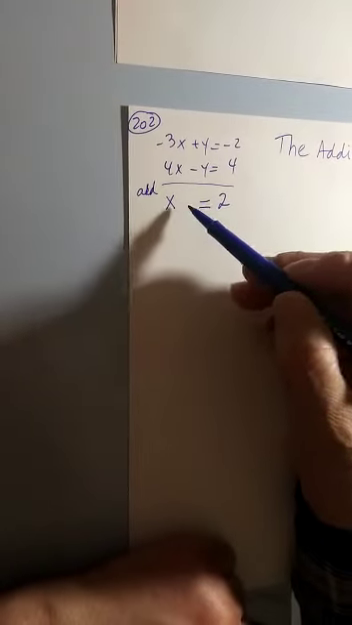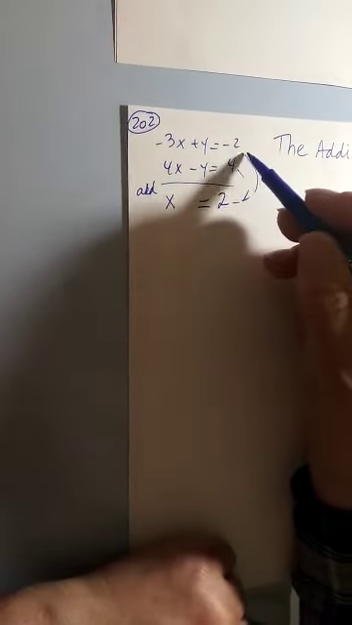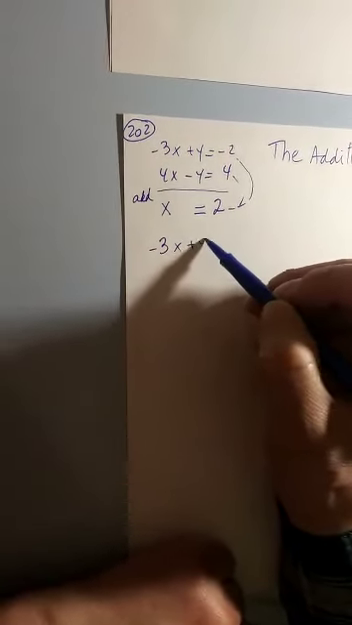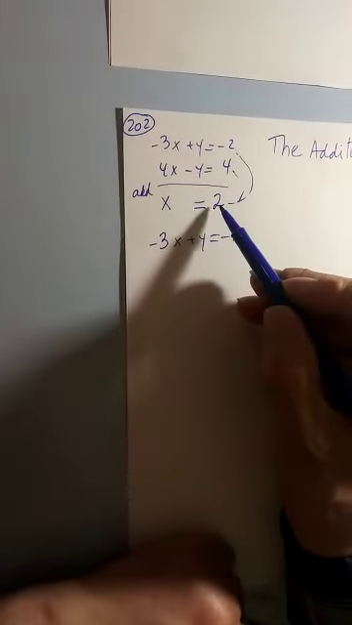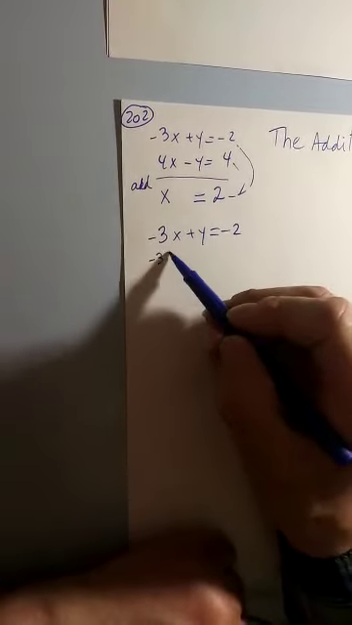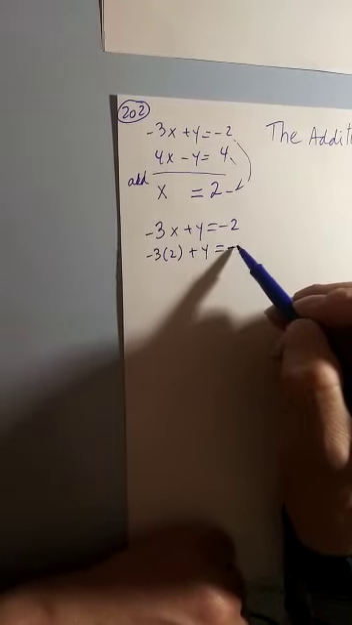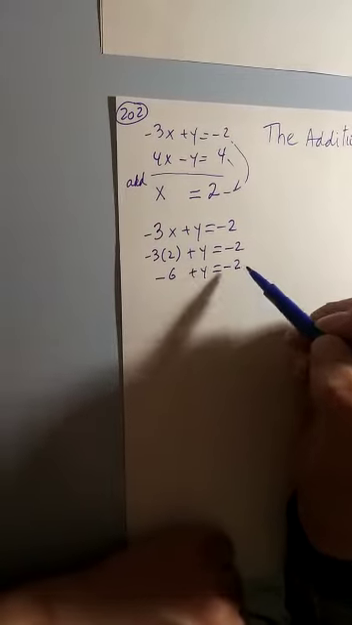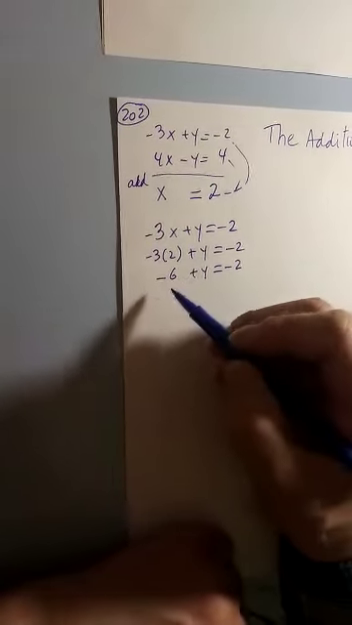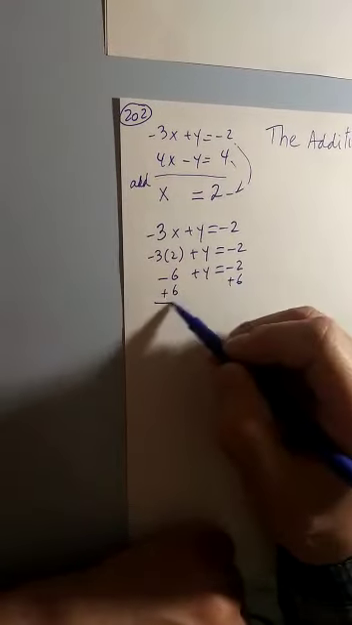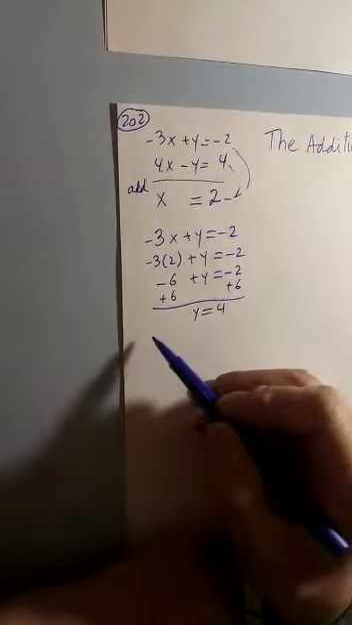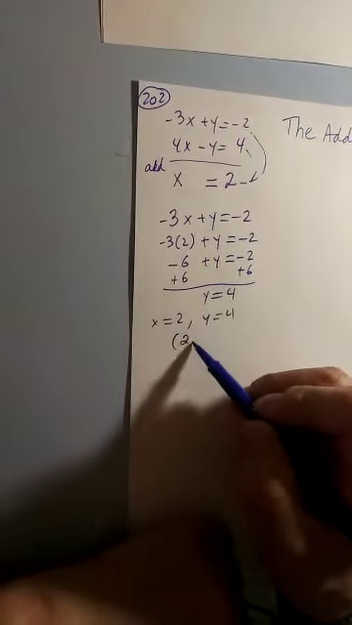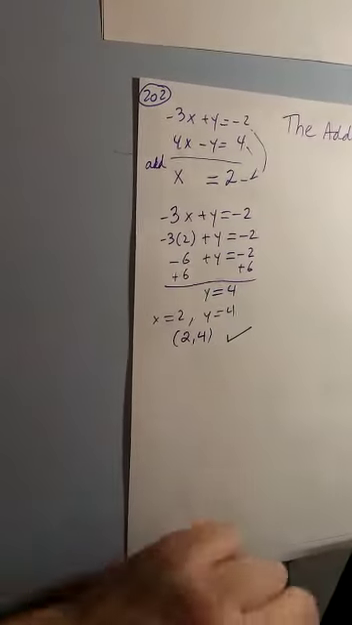Next, put x equals 2 in one of the equations. If we put it in the first equation, minus 3x plus y equals minus 2, with x equals 2, we get minus 3 times 2 plus y equals minus 2. Minus 3 times 2 is minus 6, plus y equals minus 2. To solve for y, add 6 to both sides, and that'll give you y equals 4. So x equals 2, y equals 4. We can also write it as a pair, (2, 4), and that's the solution, and the problem is done.